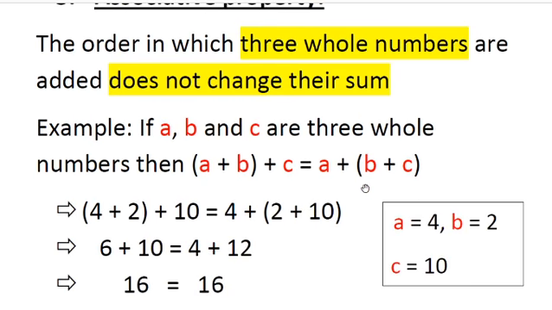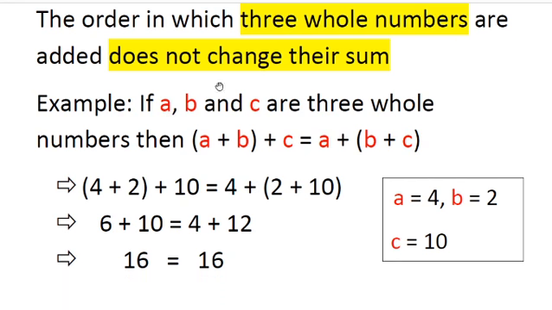For example, if A, B and C are three whole numbers and you want to add all the three numbers, we will be pairing any two numbers. It can be the first two numbers or it can be the last two numbers. So (A plus B) plus C equals A plus (B plus C), where the last two numbers are inside the bracket. Here we have A as 4, B as 2 and C as 10.